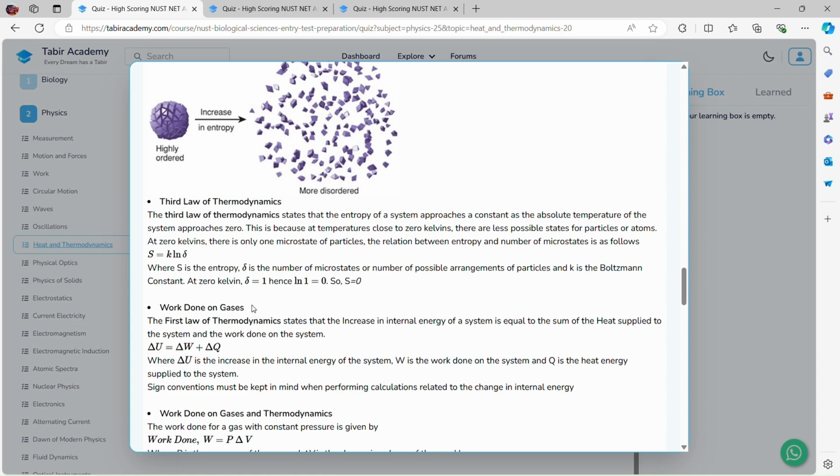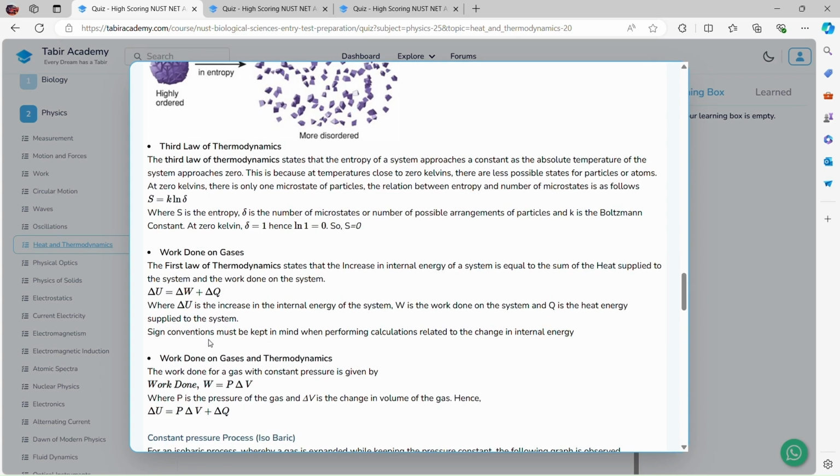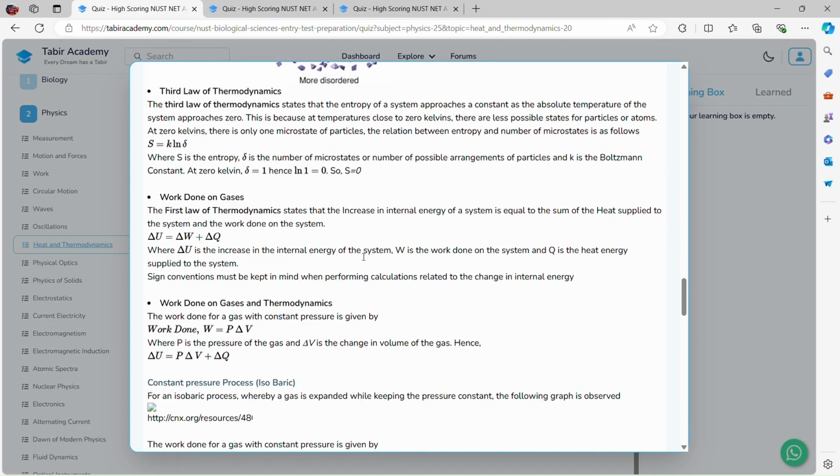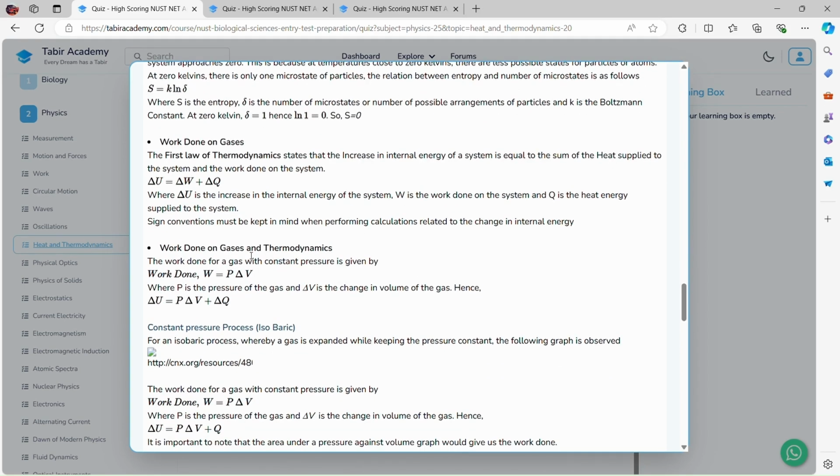Work done on gases. The first law of thermodynamics states that the increase in internal energy of a system is equal to the sum of the heat supplied to the system and the work done on the system. Here, delta U equals delta W plus delta Q, where delta U is the increase in the internal energy of the system, W is the work done on the system, and Q is the heat energy supplied to the system.